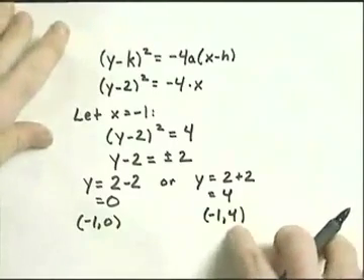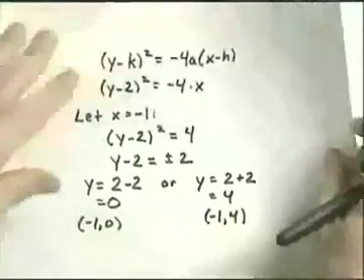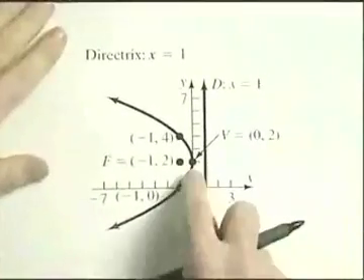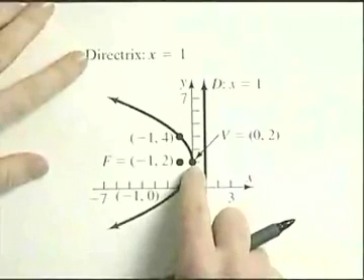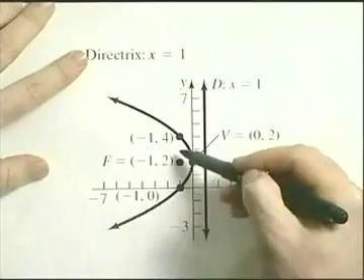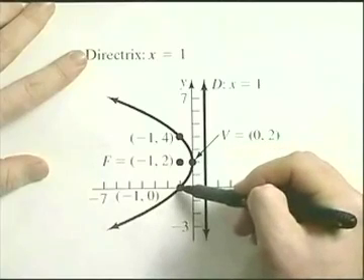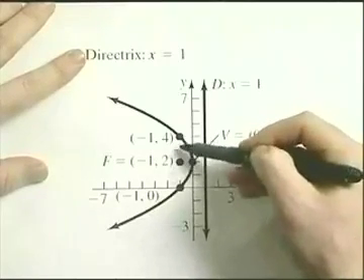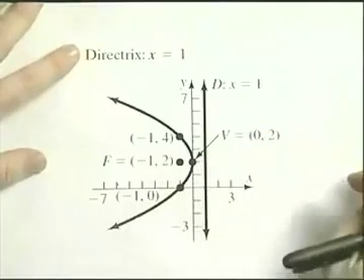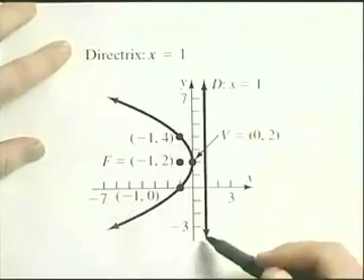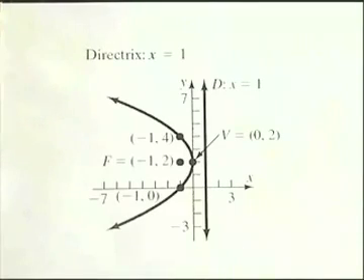So we're going to take these points and plot them along with the vertex and the focus, and we obtain the graph of the parabola. There's your vertex at 0, 2. There's your focus at negative 1, 2. And there's your points above and below the focus. The line connecting these points is a special line called the latus rectum. We also have the directrix graphed at the line x equals 1.